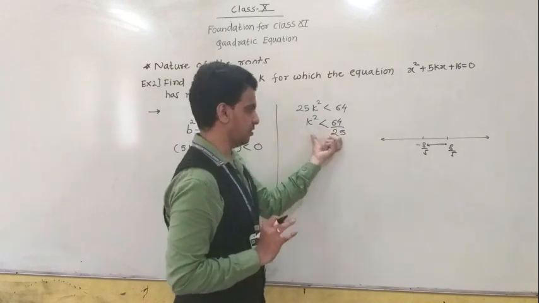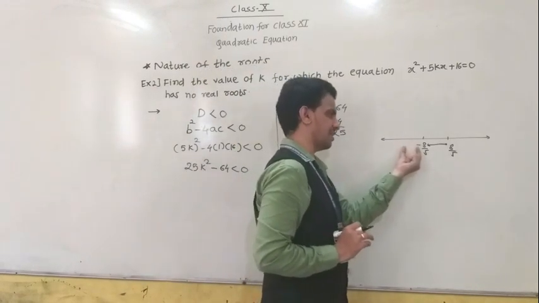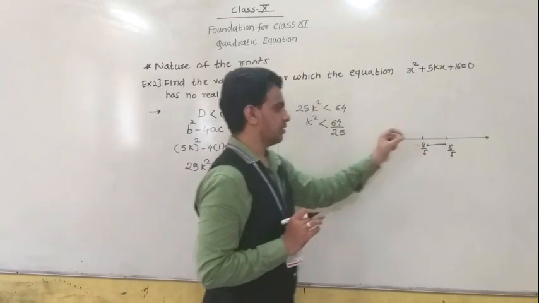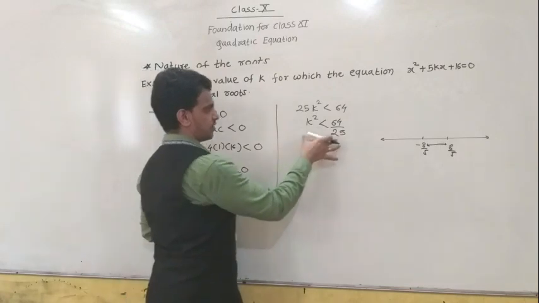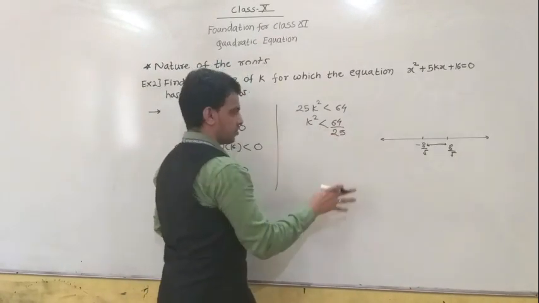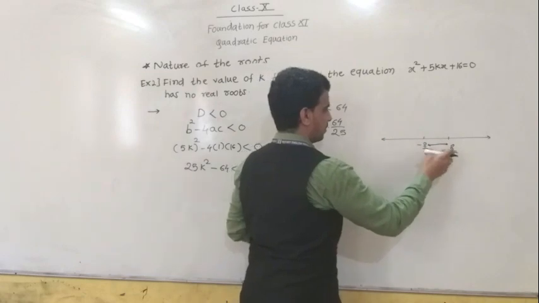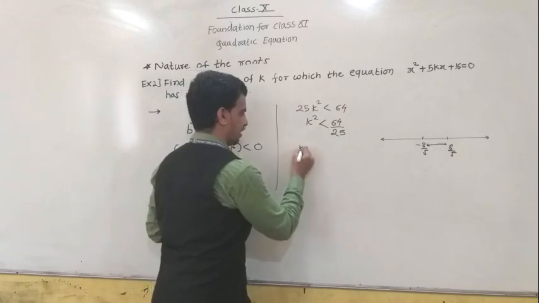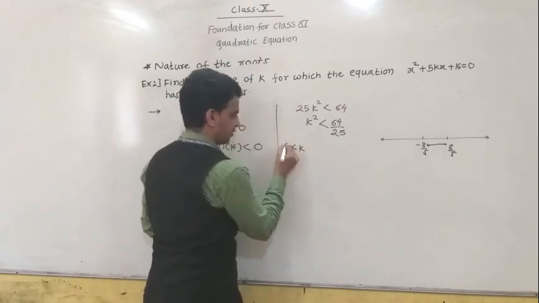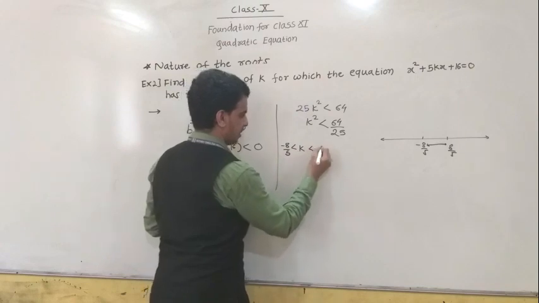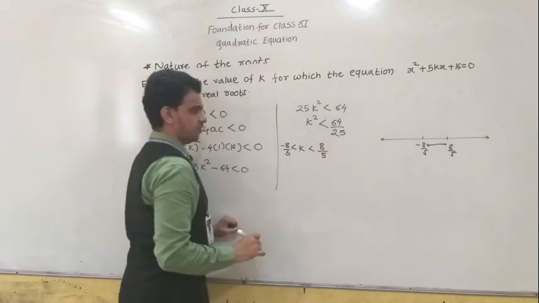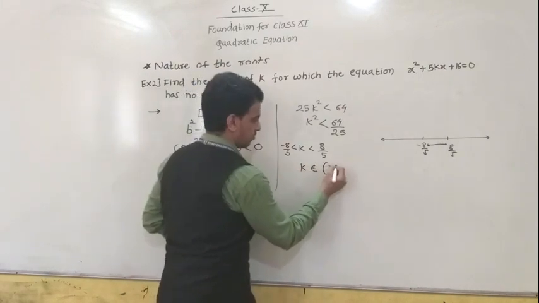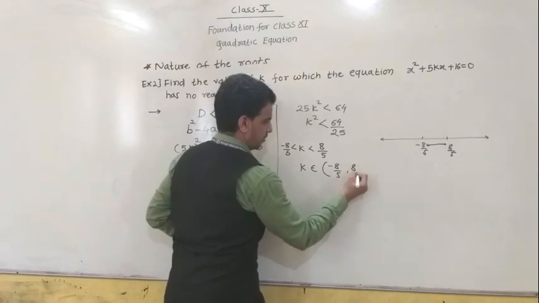If we take values in between minus 8 by 5 and plus 8 by 5, then only this inequality will be satisfied. If I am taking values which are less than minus 8 by 5, or values which are greater than 8 by 5, then it is not possible to satisfy this inequality. Only the values in between minus 8 by 5 and 8 by 5 satisfy this inequality. So k is greater than minus 8 by 5 and less than 8 by 5. Or we can write in set form, k belongs to minus 8 by 5 and 8 by 5.